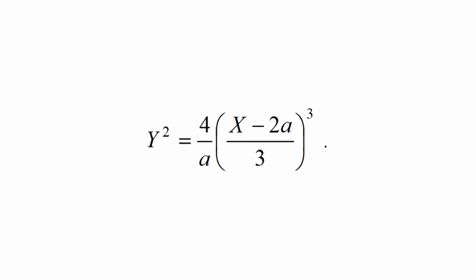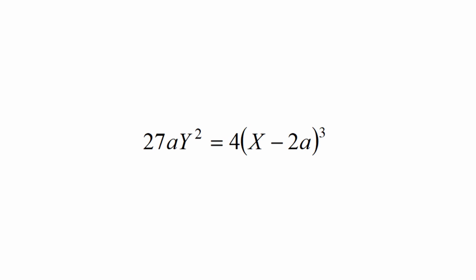Substituting this in the value of Y above, we obtain Y squared is equal to 4a times (X minus 2a by 3) all cubed. A simplification yields 27a Y squared is equal to 4 times (X minus 2a) all cubed, and this equation gives the evolute of the parabola y squared is equal to 4ax.